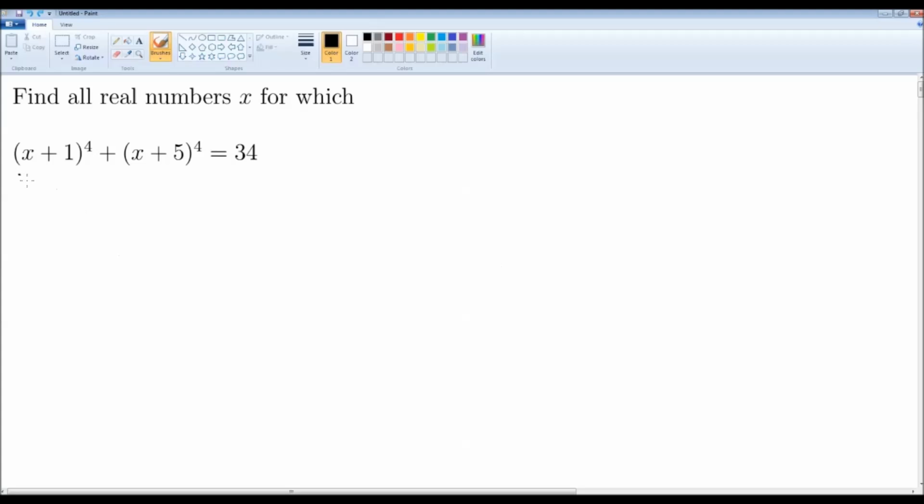Today we're going to try solving this equation for all real solutions. So let's get to it. This problem's a little tricky because if you just expand these out, you're going to get some super ugly polynomial. However, there's a trick to make this more doable.